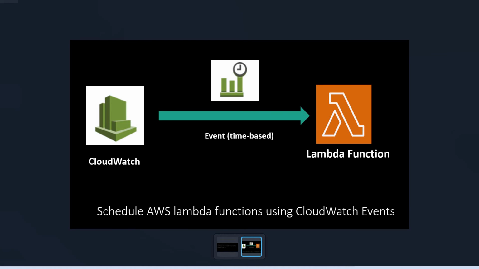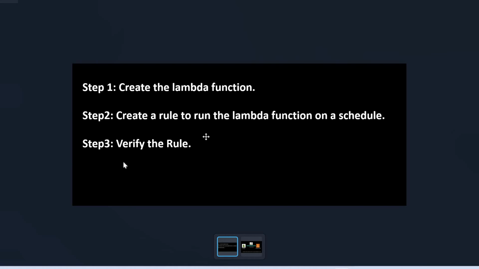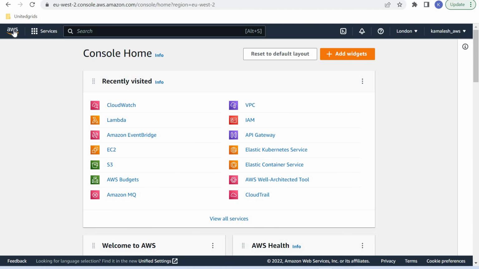Everyone, in this video I will show you how to schedule triggering of AWS Lambda function using CloudWatch Events. So there will be three parts to this tutorial. First we will create the Lambda function. Then we will create a rule to run the Lambda function on a schedule. And then we will verify the rule. So let's get started. We are here in our AWS console.